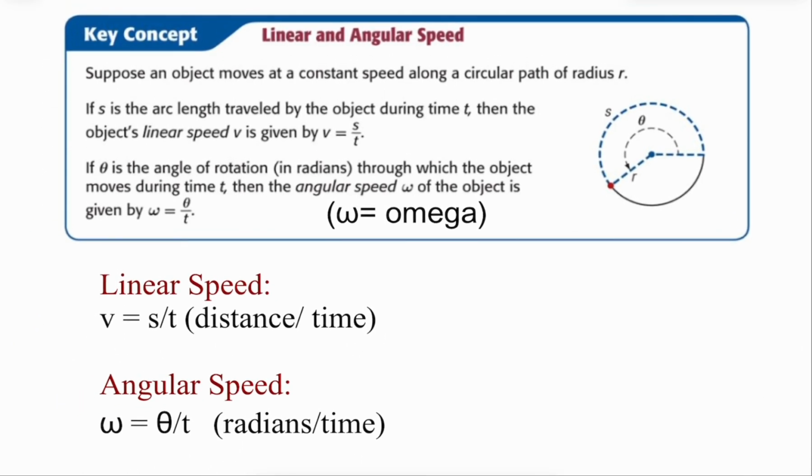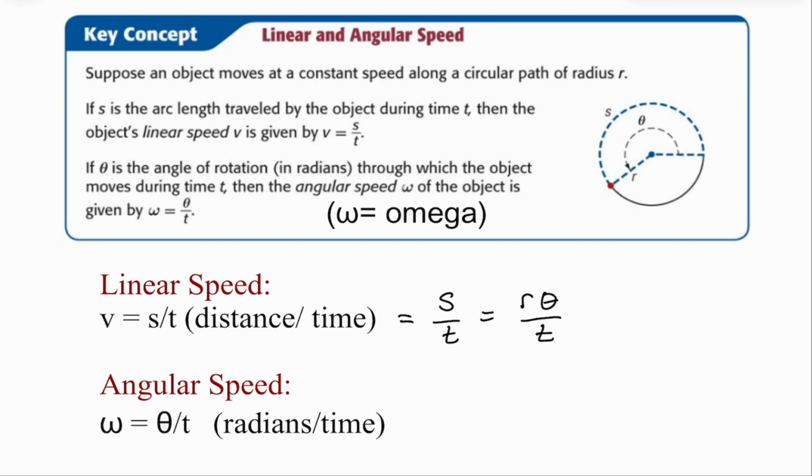Now let's talk about linear speed and angular speed. Linear speed is the arc length we have traveled, so a length we have traveled per unit of time. So it's going to be that arc length over time. So that S, we could also say, since S is r theta, that's r theta over t.